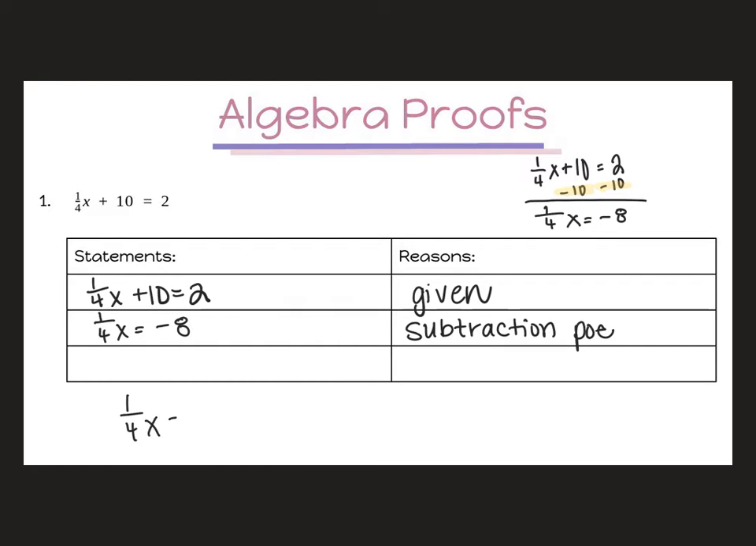Lastly, if I were solving from this step, I would multiply by 4 on both sides. And I would be left with x equals -32. Since I said I was multiplying, that's multiplication property of equality.